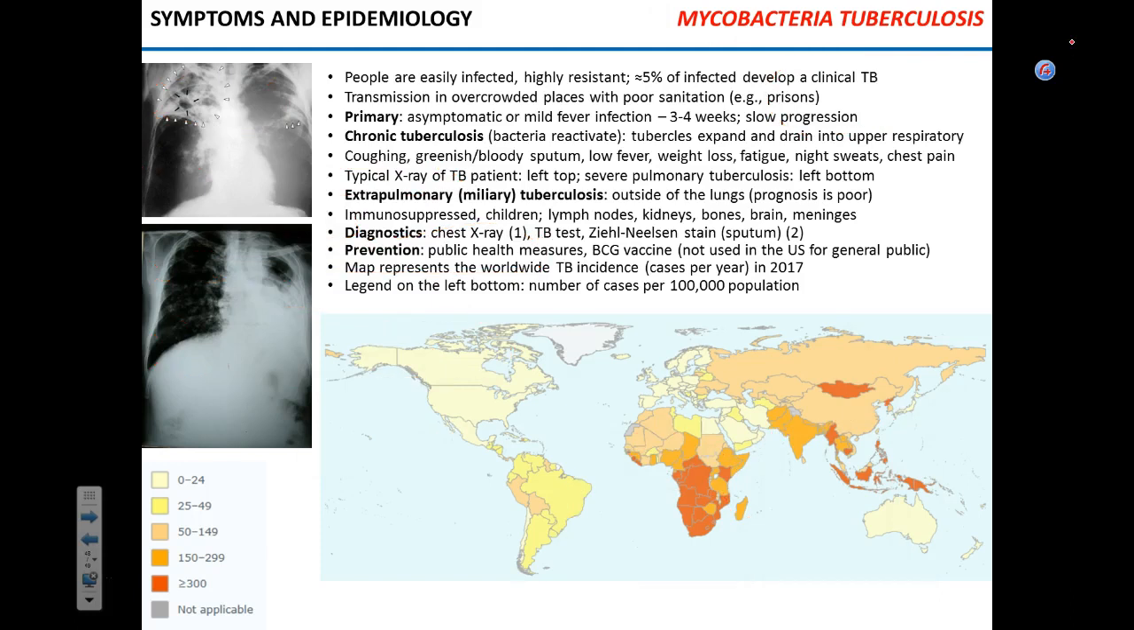Now, in terms of epidemiology, it turns out that, first of all, it is very contagious. People are infected very easily, but only 5% of people that are infected develop an actual clinical tuberculosis. Conservative estimates put about a third of the world population in the group of folks who are infected or have been infected. Does that make sense? Maybe they have now cleared it.